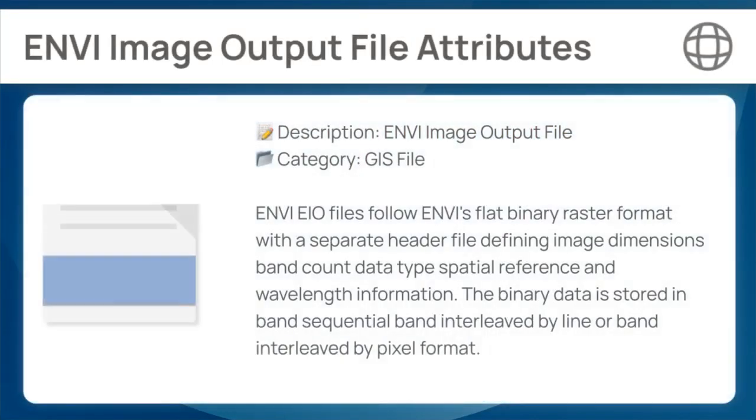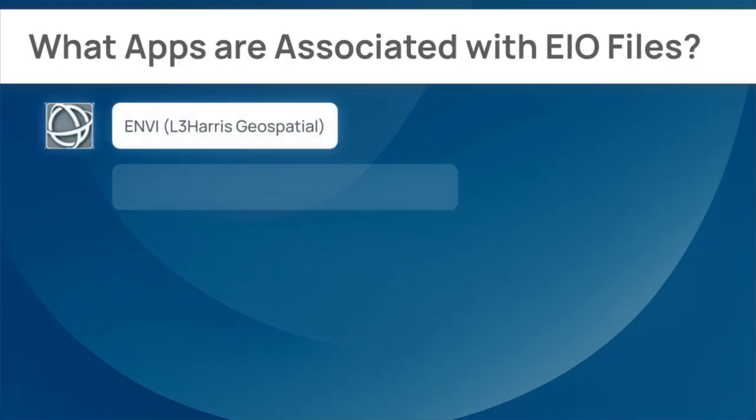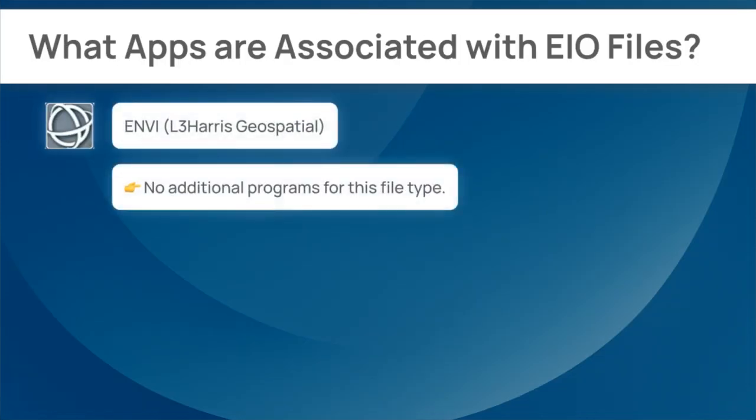ENVI EIO files follow ENVI's flat binary raster format with a separate header file defining image dimensions, band count, data type, spatial reference, and wavelength information. The binary data is stored in band sequential, band interleaved by line, or band interleaved by pixel format. The proprietary opener for the EIO file structure is typically ENVI by L3Harris Geospatial.